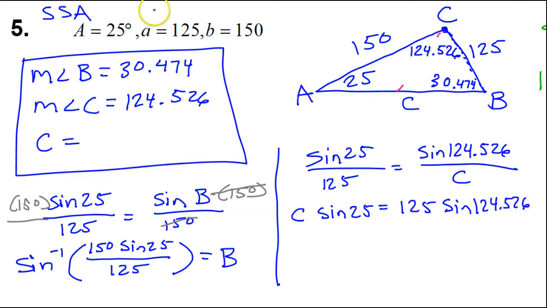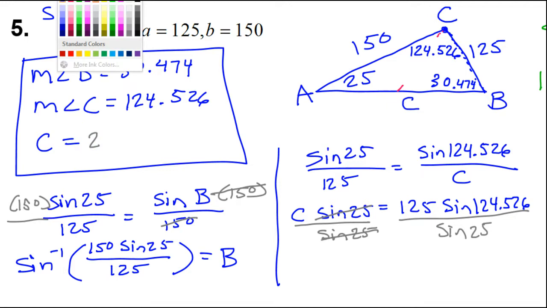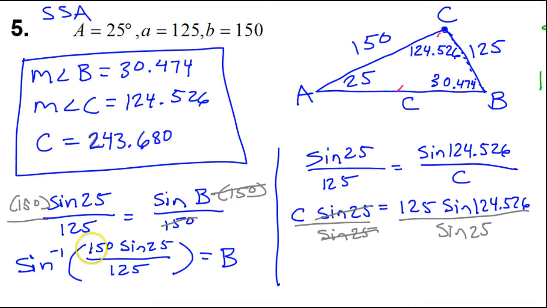So cross multiplying, I get C sine 25 is equal to 125 sine 124.526. Then I will divide both sides by sine 25. So these will cancel out. I'm just going to put all this in my calculator, and that should give me side C. So side C turns out to be 243.680. So that's one triangle.